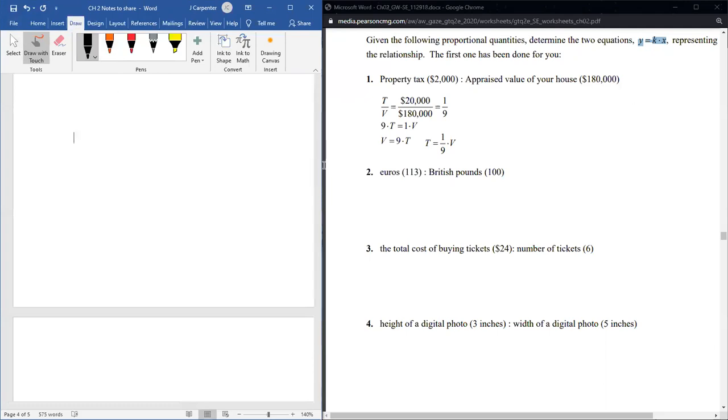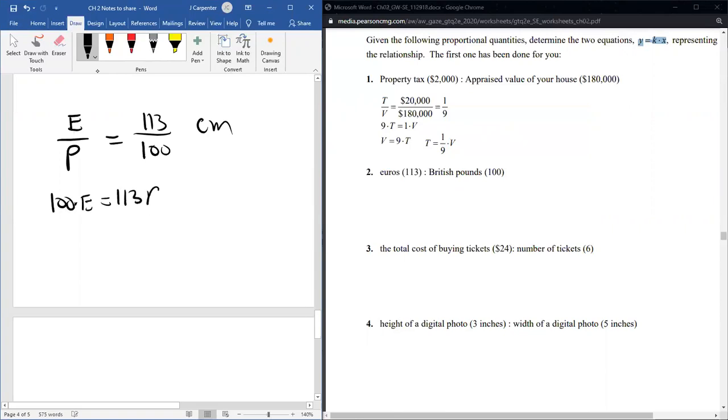Euros to pounds. So they say 113 euros gets you 100 pounds. So you could write, we'll do E for euros over P for pounds, not LB, that's a different type of pound. So we're deciding to go euros over pounds. I could have gone P over E, it doesn't matter as long as I'm consistent. Equals. Write the number for the euros, which is 113, write the number for the pounds, which is 100. There's no reduction here, so go ahead and cross multiply. After you cross multiply, you'll get 100 times E is equal to 113 times P.